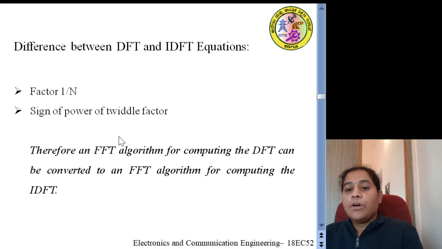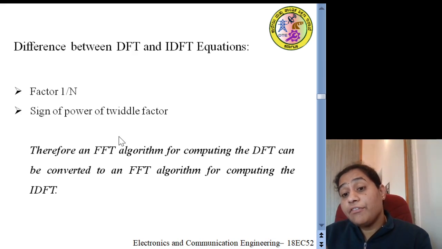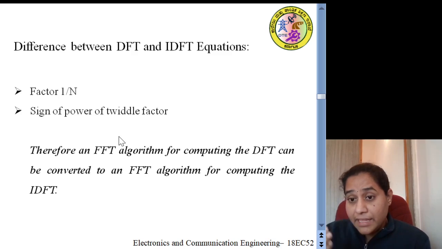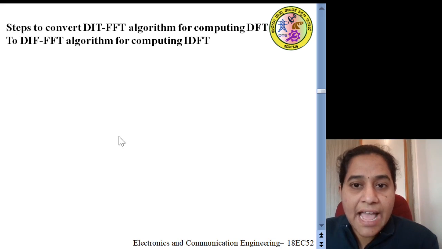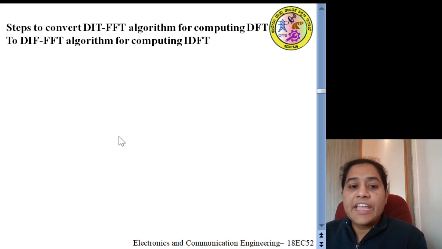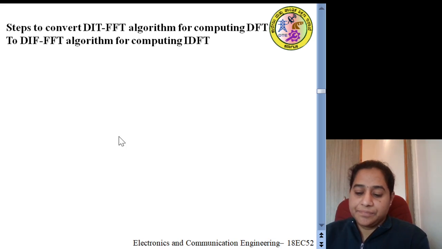So our FFT algorithm for computing DFT can be converted to an FFT algorithm for computing the IDFT. If we alter these differences in the algorithm, we can make use of the same thing for finding IDFT. So now let's have the steps for converting the DIT FFT algorithm for computing DFT to the DIF FFT algorithm for computing IDFT.